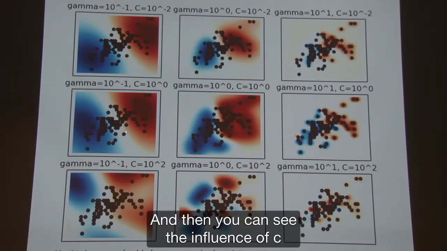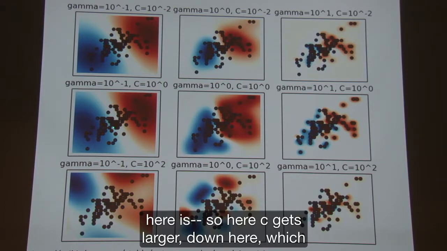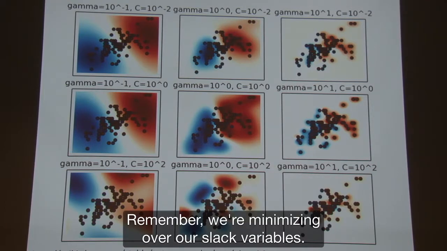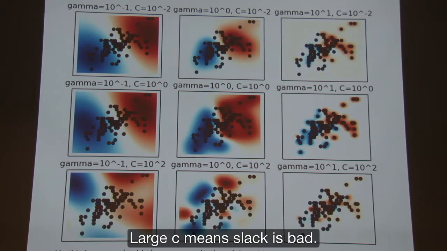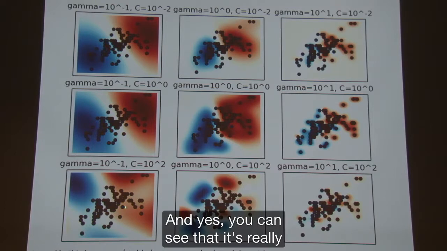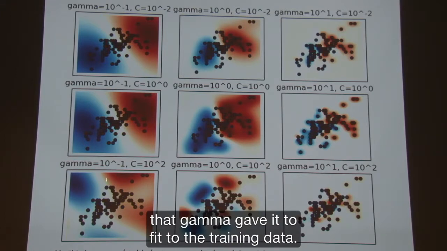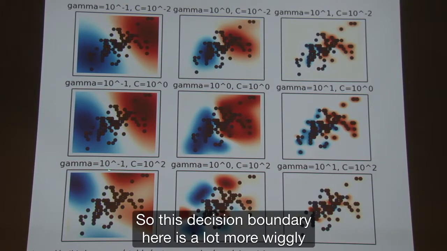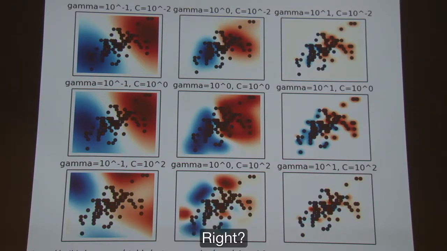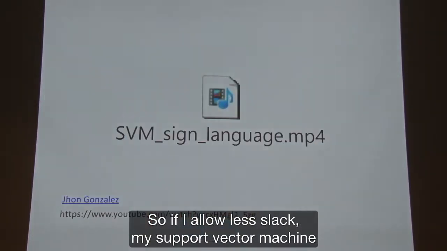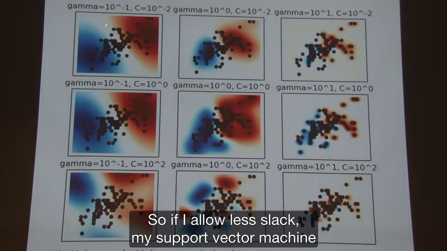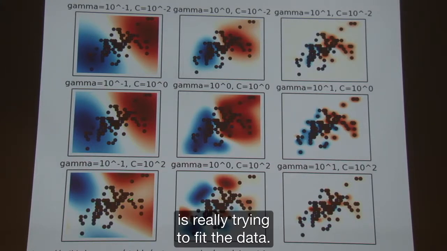And then you can see the influence of C here. Here C gets larger down here, which actually means less slack. Remember, we're minimizing over our slack variables. Large C means slack is bad. I'm penalizing slack. And as you can see, it's really trying to make the best of its degrees of freedom that gamma gave it to fit to the training data. So this decision boundary here is a lot more wiggly than the one up there.